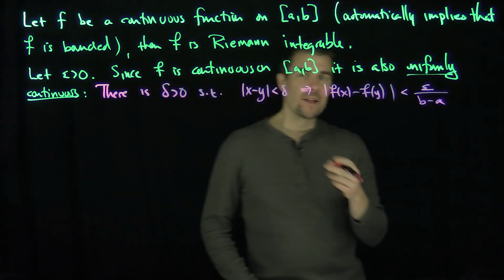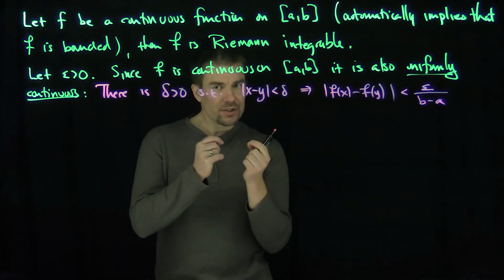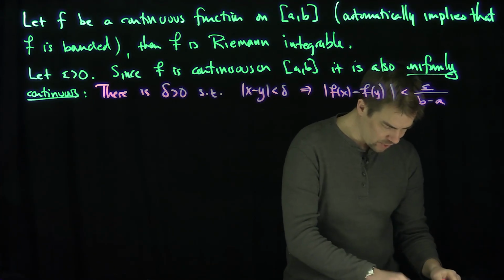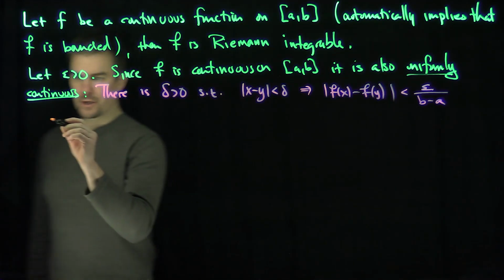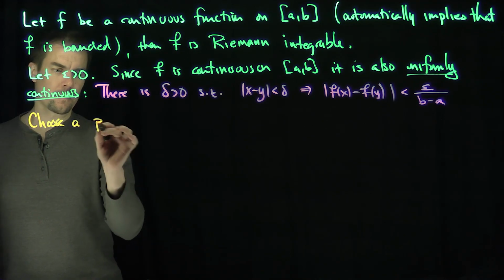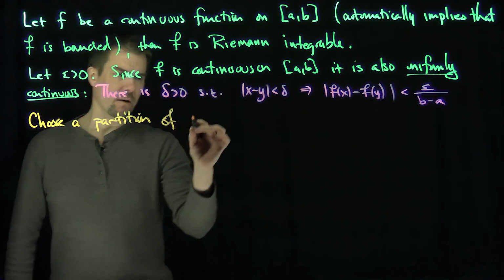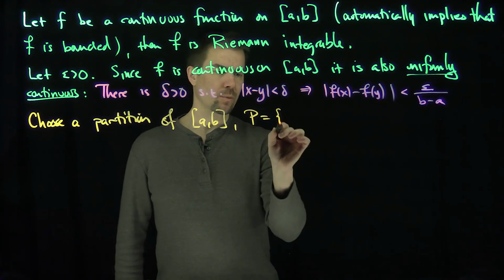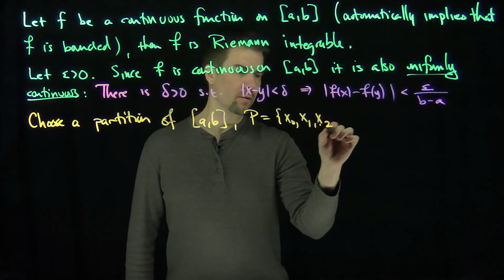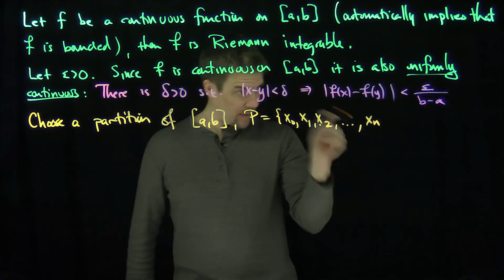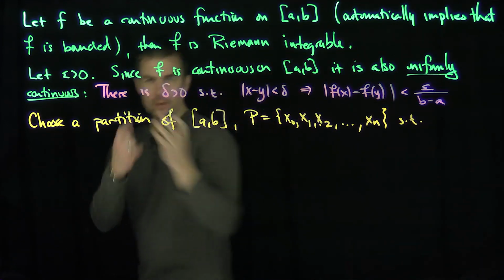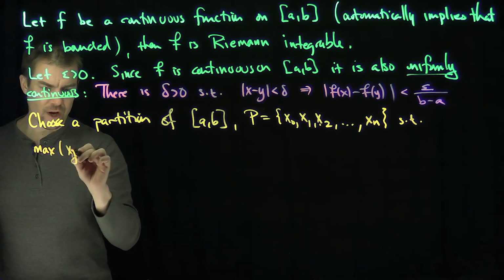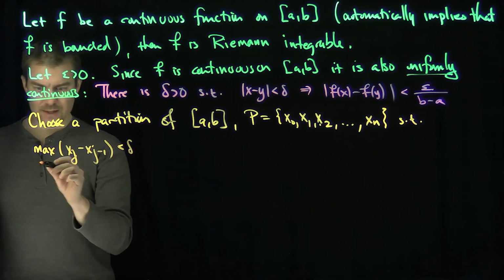That's by uniform continuity. Now what I'm going to do is pick a partition of [a, b] such that the maximum difference between any two consecutive points in the partition is less than this delta. So now choose a partition of [a, b], and let's call that partition P, which will be x0, x1, x2, up to xn, where x0 is a and xn is b, such that the maximum of xj minus xj-1 is less than delta.